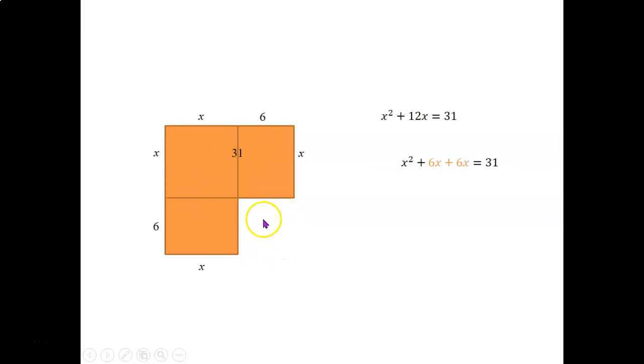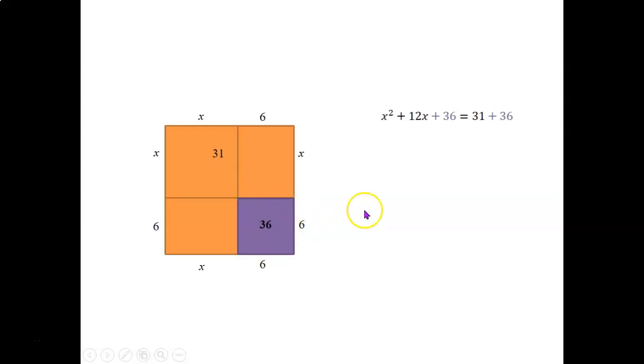Now what do I have to add in here to complete this square? The missing hole here is a square of size 6 by 6. So I added in a 6 by 6 square, which had area 36. And yeah, this really isn't to scale because the orange part is 31 and the purple part is 36, which should look bigger. But you get the idea of the shapes anyway.